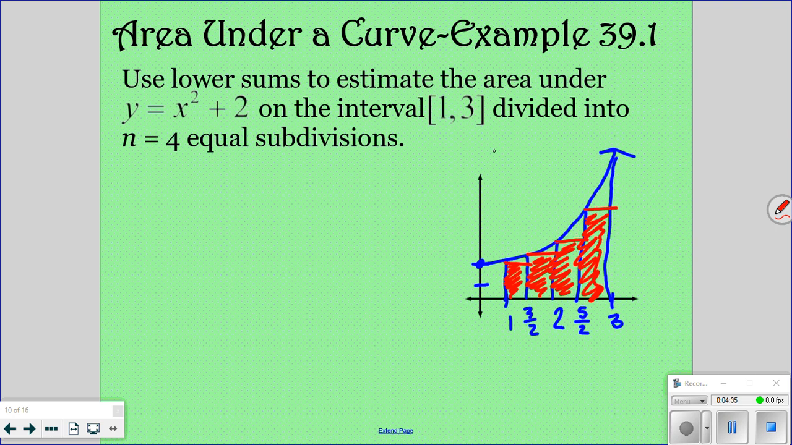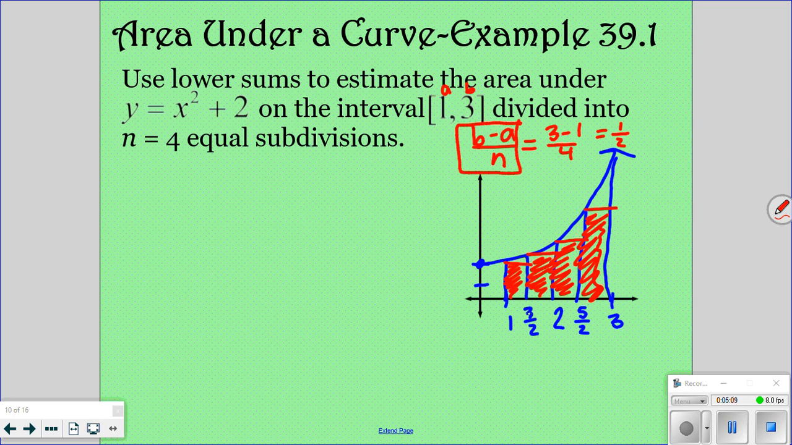So you can use this little formula here if you're wanting to find the length of each rectangle. On these, the difference between 1 and 3 halves, or 3 halves and 2, the difference on all of them is 1 half. But you can confirm that by using this formula. A is 1, B is 3. You always go from A to B, and then our n is 4. So 3 minus 1 over 4 is 2 over 4, which is 1/2. So if you're not sure, you can use that little formula to figure it out.